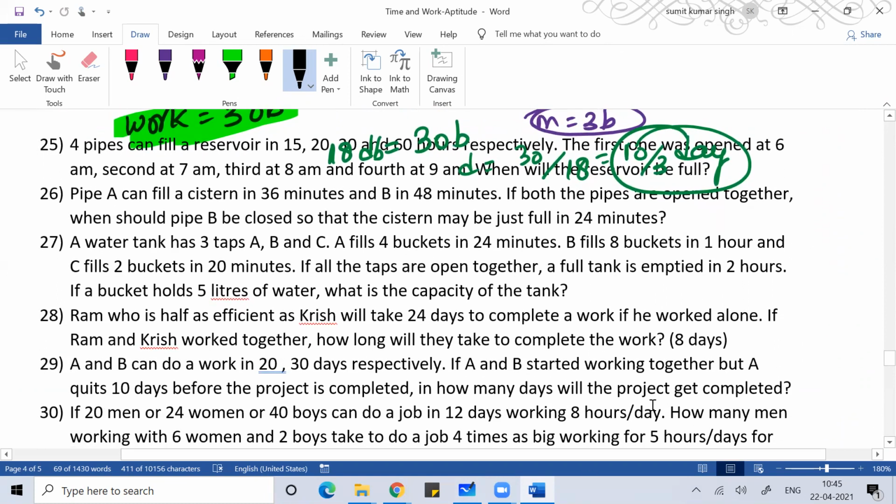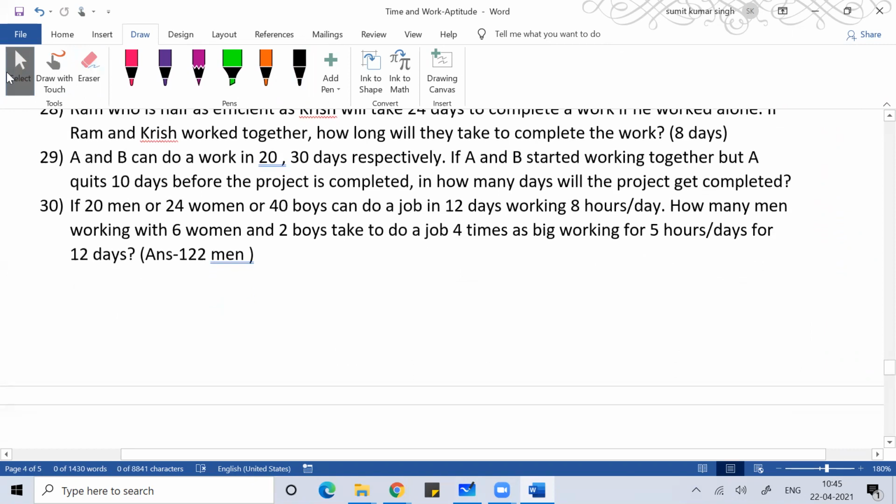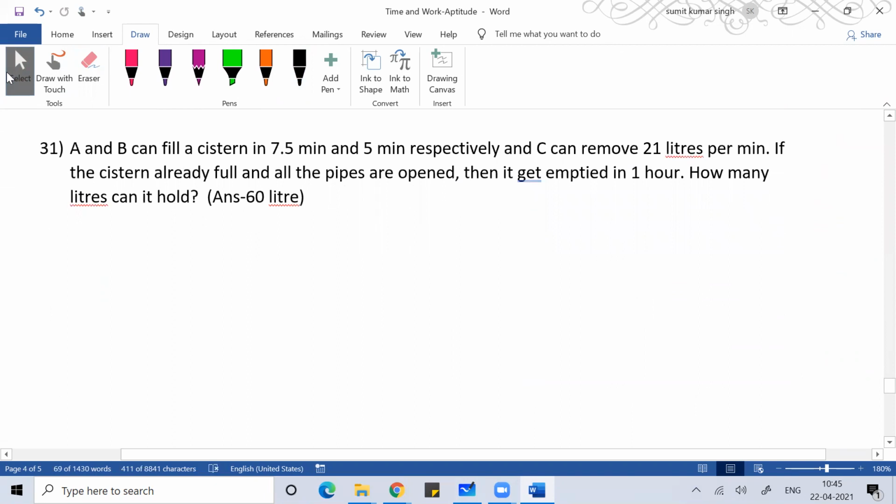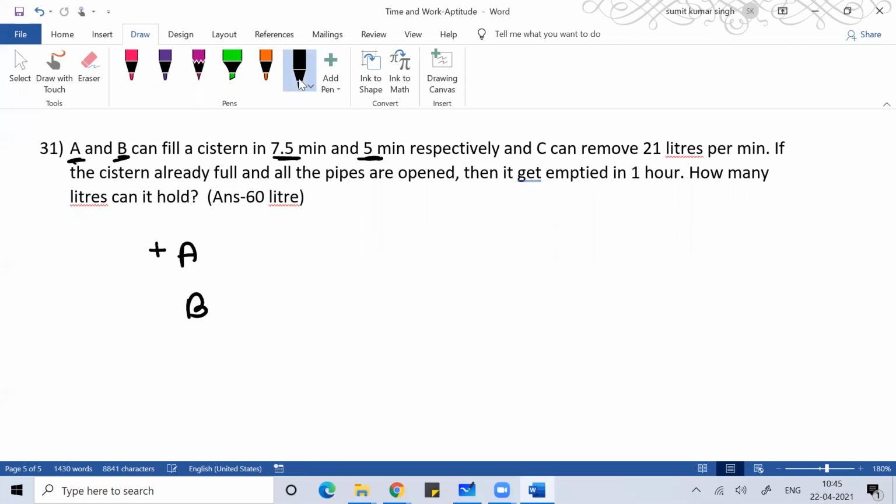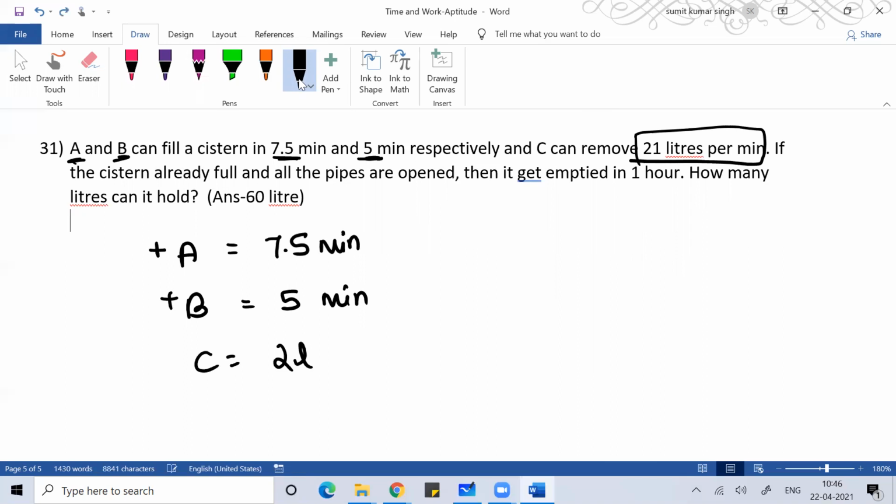You can see this question. A and B can fill the system in 7.5 and 5 minutes. So two pipes are there. They are inlet pipes, doing positive work. So A can fill the cistern in 7.5 minutes, B can fill the cistern in 5 minutes, and C can remove all the water from the cistern. C can remove 21 liters of water per minute.